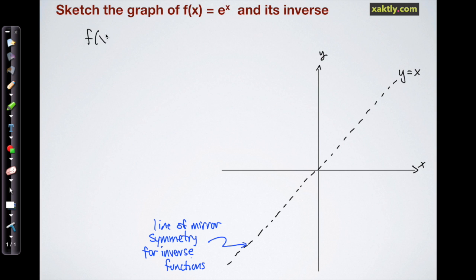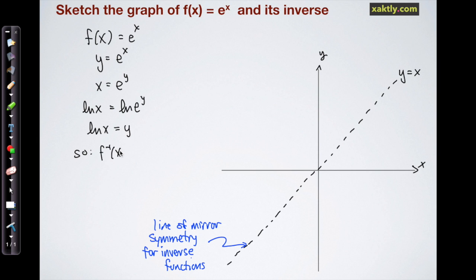All right, to find the inverse, we'll write down the function and then just re-express it as y equals e to the x. And then, as we always do when we find inverses, we're going to swap x and y and solve for y. So to get y out of the exponent of the base e, I take the natural log. So the natural log of x is equal to y, and so there's my inverse function. F inverse of x is equal to the log of x. And so there are my inverse function and my function that I want to graph.